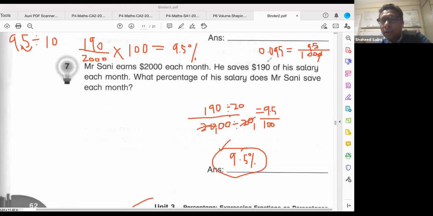Okay, so down here you see ones, tens, hundreds, thousands, 95 over 1,000. Then you need to divide by 10. So bottom divide by 10, we get 100. Good. 95 divided by 10, 9.5. 9.5%, finish.